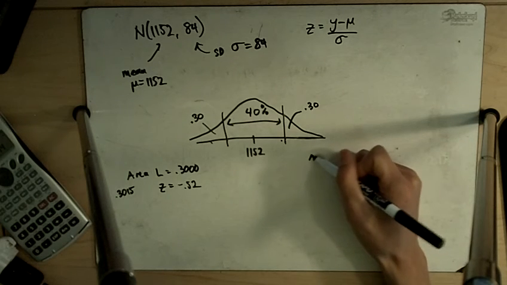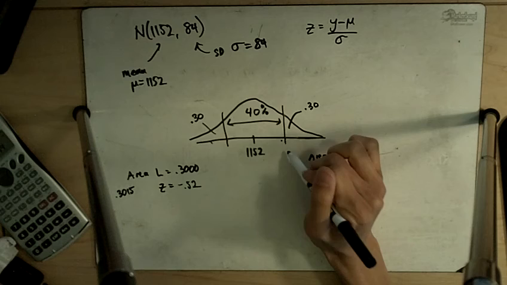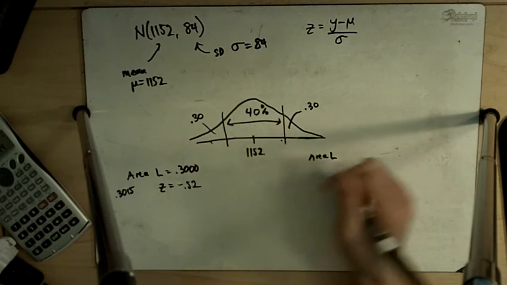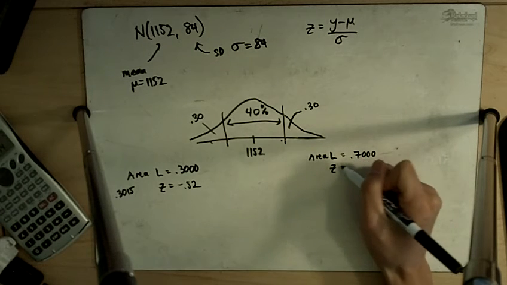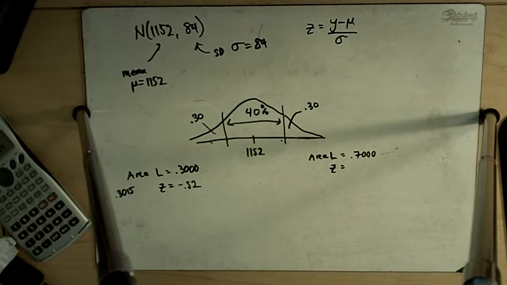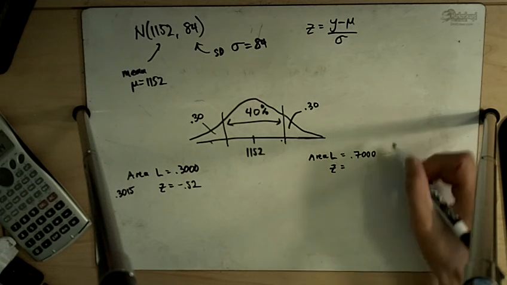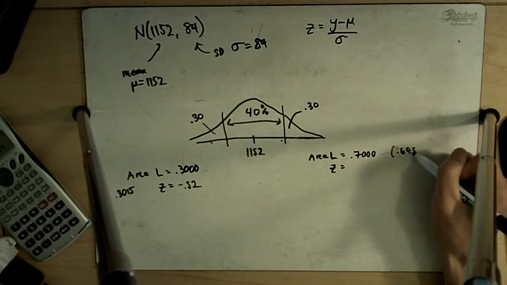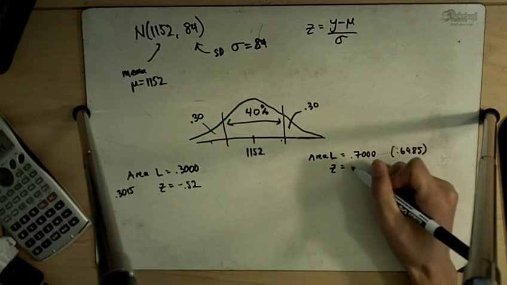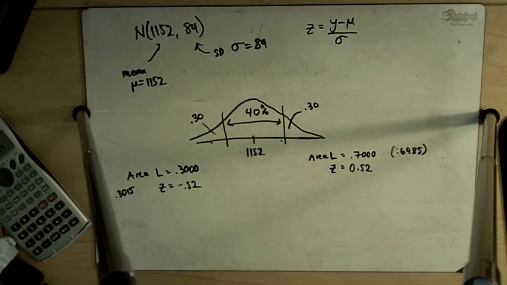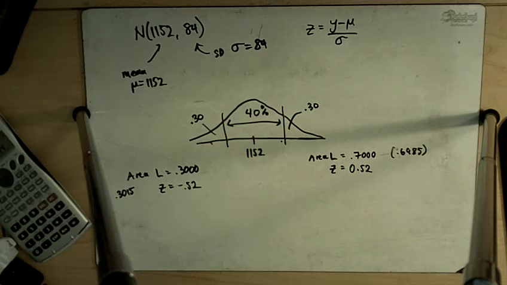But I can also show it to you guys. And so the area to the left of this point, if 30% is above, then that means 70% is below. So the area to the left is 0.7000. And if I look up 0.7000 in the area of the table, I'm not in the index, but the area of the table, the closest value I can find is 0.6985. And that corresponds to a z-value of positive 0.52. Alright? So I could have just shortcutted there and known that was going to be the answer. But we can also look it up in the table.